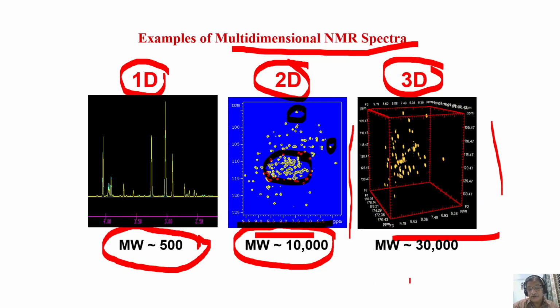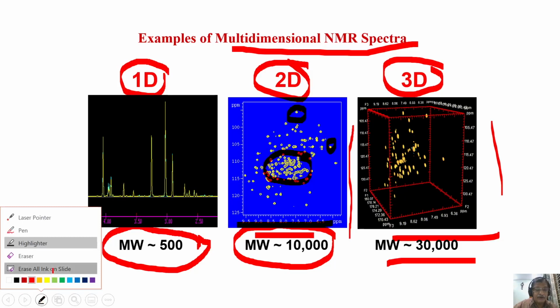But when it exceeds that, say a molecular weight of 30,000 or even more, 2D is not sufficient. Then we need to go to higher dimensions to get better resolution, to resolve the information in different directions, to correlate the information in different directions, so that analysis becomes simpler. So if the molecular weight is even higher, we may have to go to an even higher dimension. This is how it is.